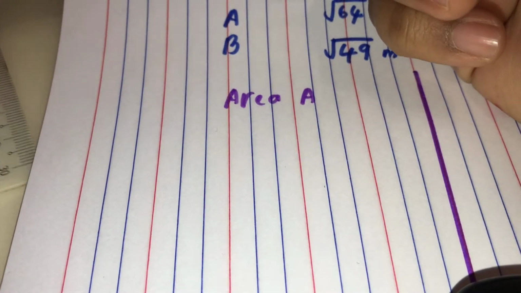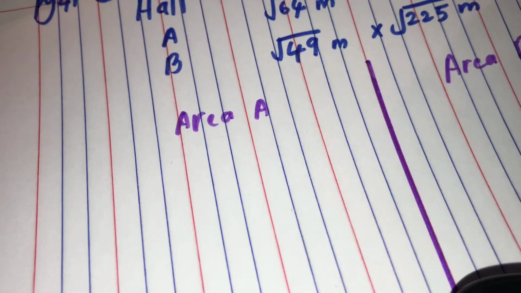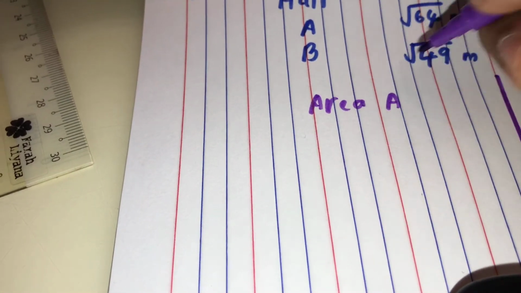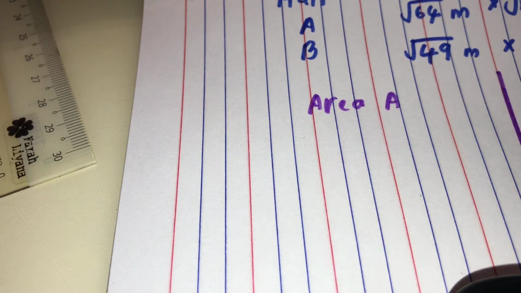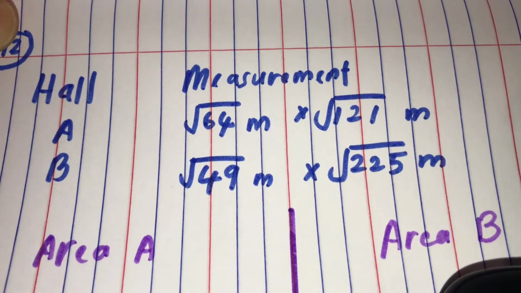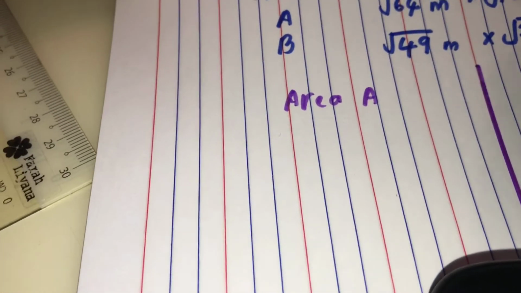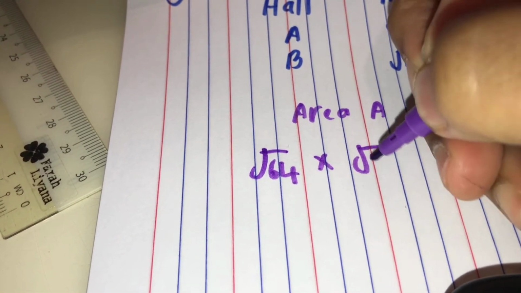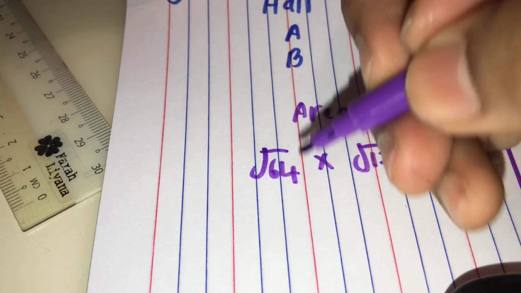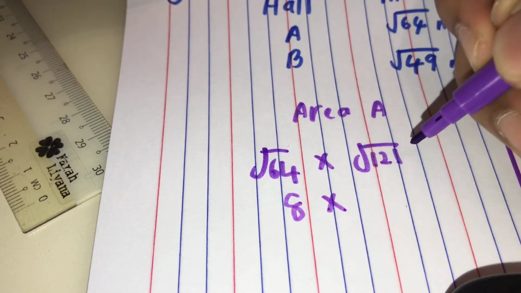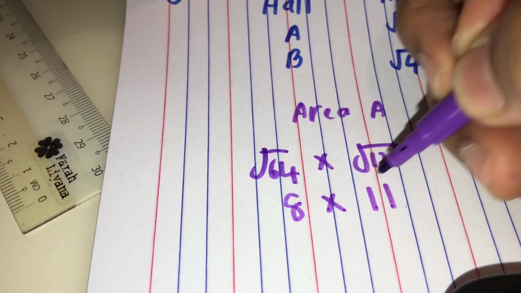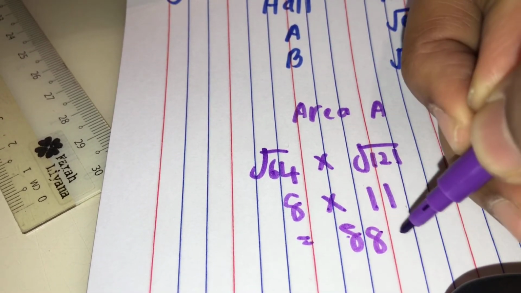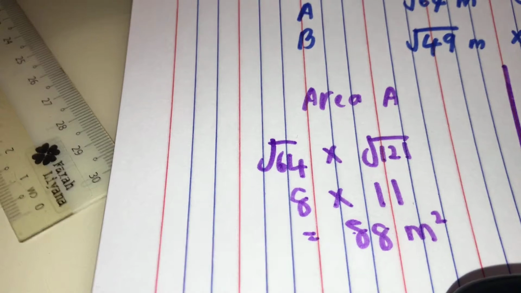Okay, to solve this question, find the area of hall A. So the first one, area of hall A: square root of 64 times square root of 121. Square root of 64 equals 8. Square root of 121 equals 11. So 8 times 11, you get 88 square meter. Okay, this is the area of A.